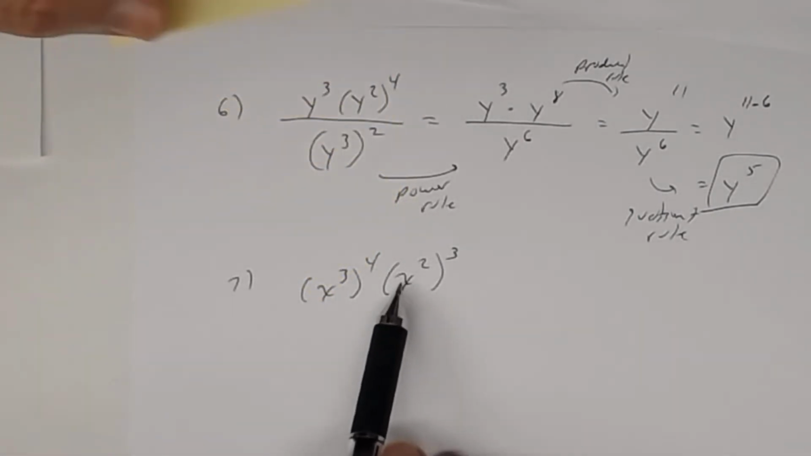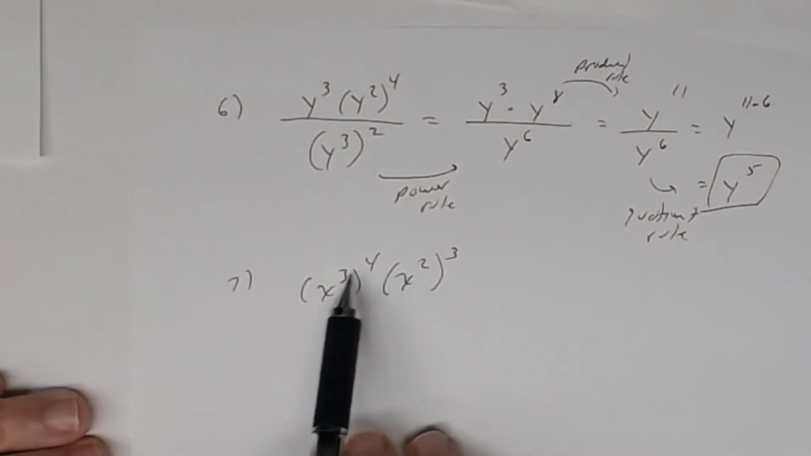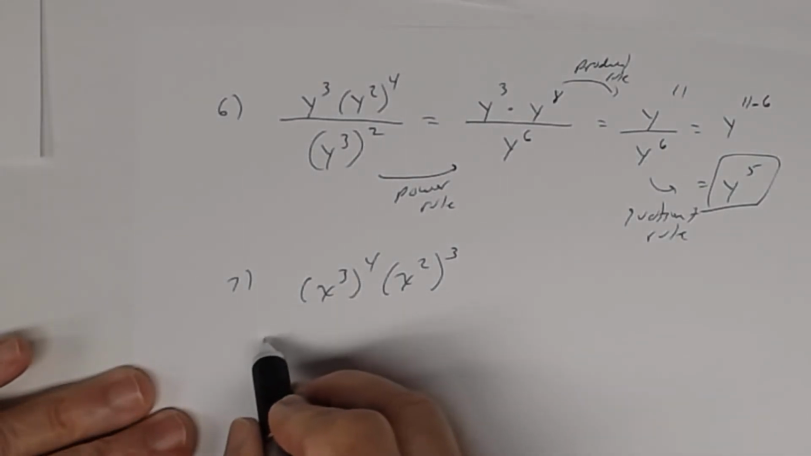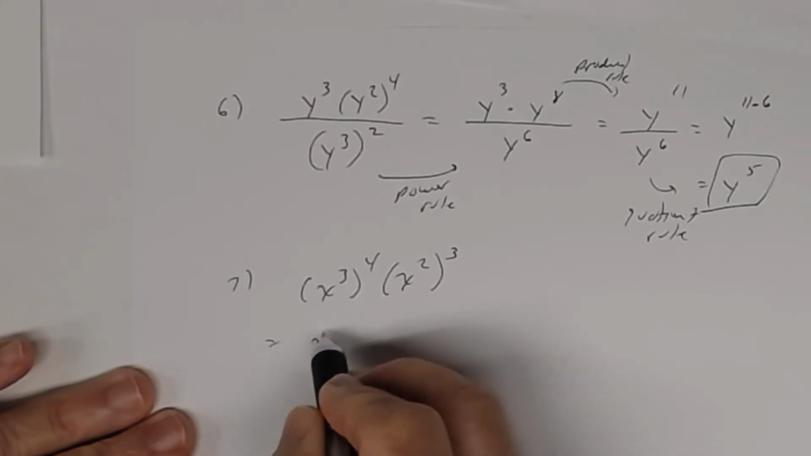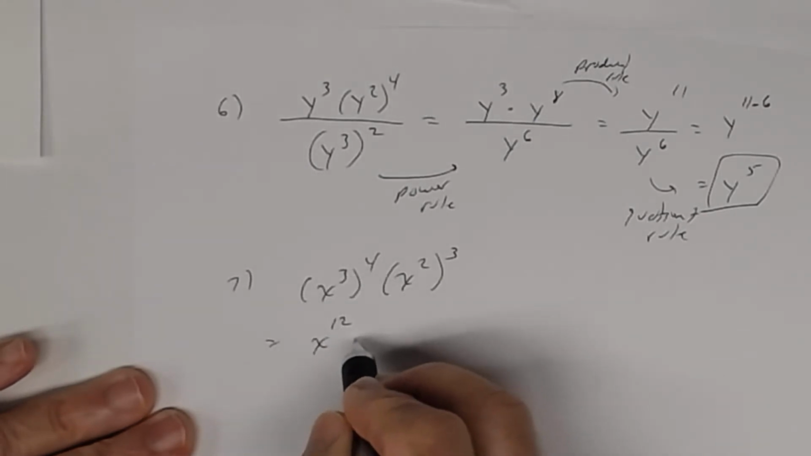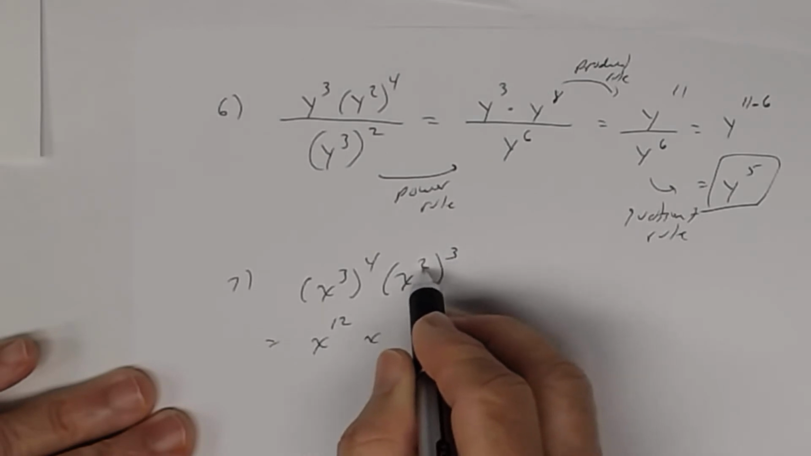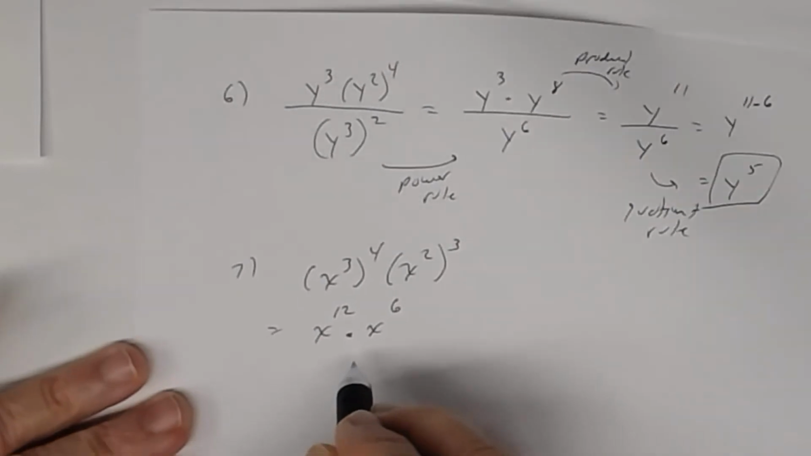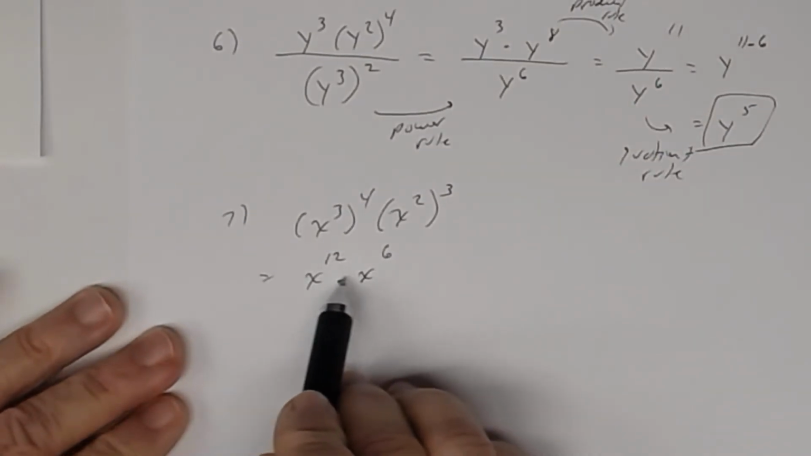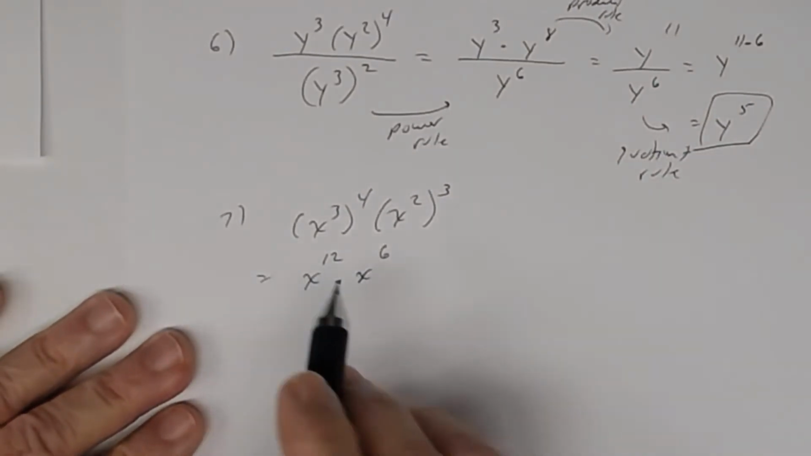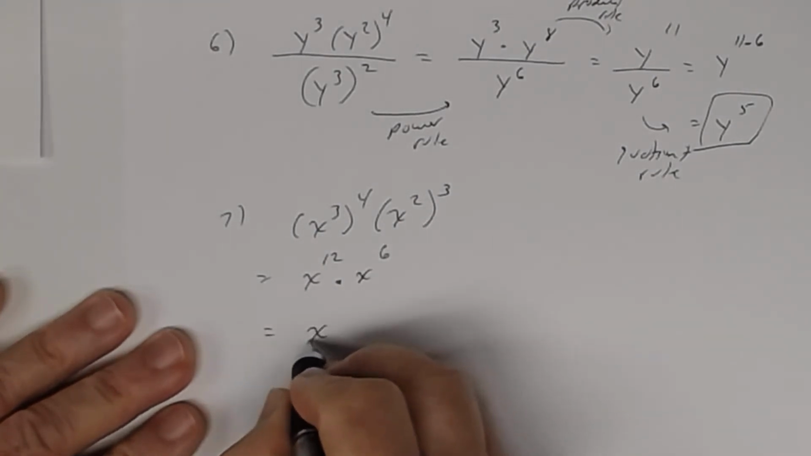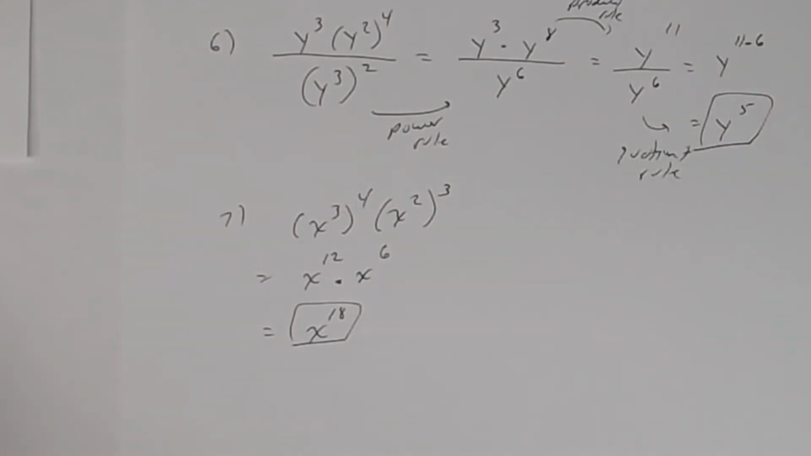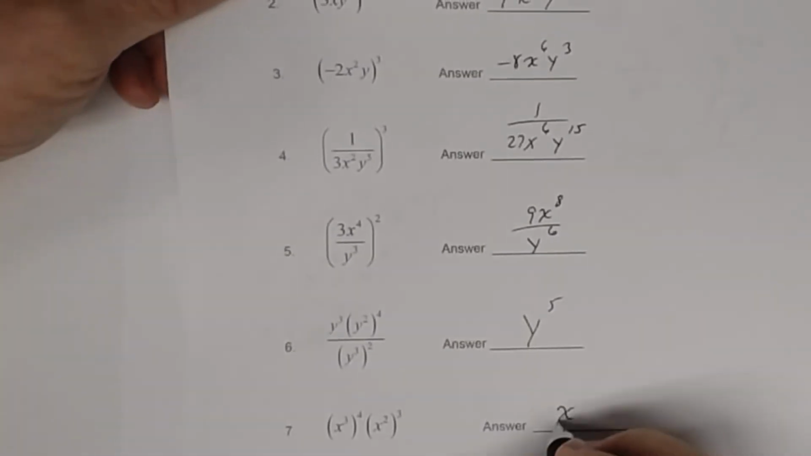All right, so the first thing you have to do is use the power rule first. So x cubed to the 4th means x to the 12th, 4 times 3 is 12. Times x squared cubed, 2 times 3 is 6. That's x to the 6. Now we can use the product rule. The product rule for exponents says when you multiply like bases, you add exponents. So the answer here will be x to the 18th power, 12 plus 6 is 18. All right, so that's number 7, x to the 18th.